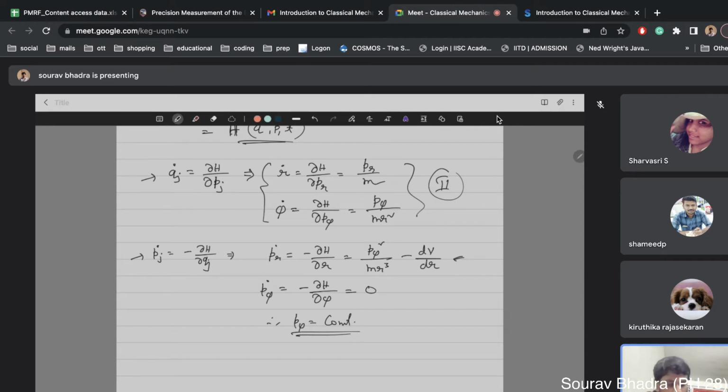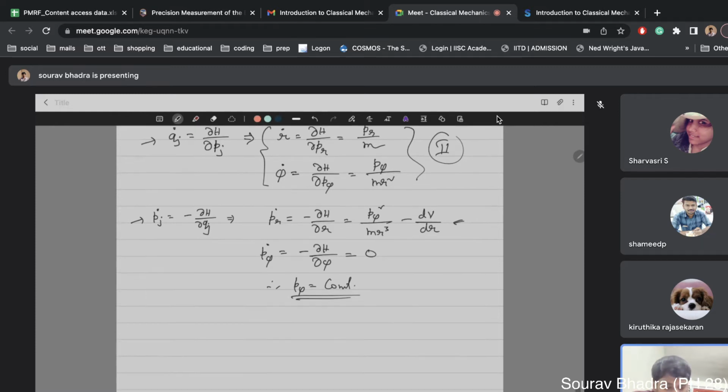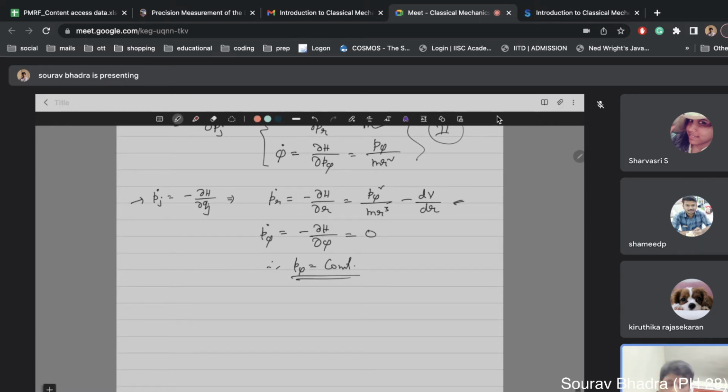Now one important thing that I think I should mention here is the difference between the Hamiltonian and Lagrangian. So till this point, does anyone have any question? Okay, then we will go to the next section.